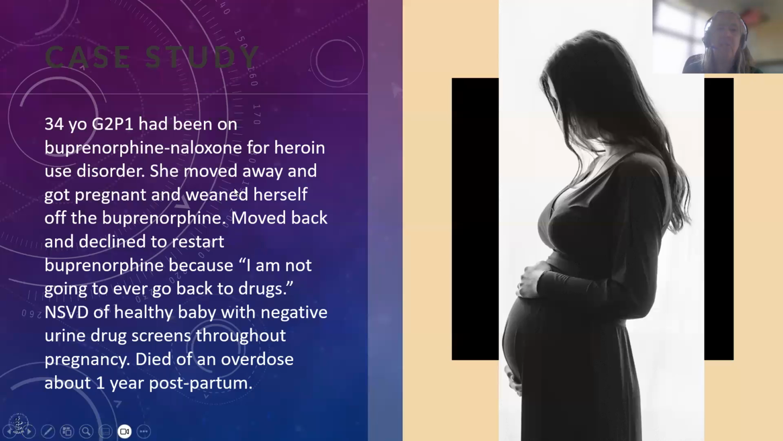So next case study, 34-year-old G2P1. She'd been on buprenorphine naloxone for heroin use disorder. This was one of my very first buprenorphine patients. She moved away, got pregnant, weaned herself off the buprenorphine. She moved back to Espanola, where I practice. She declined to restart the buprenorphine because, quote, "I am not going to ever go back to drugs." She had a great pregnancy, all negative urine drug screens, normal spontaneous vaginal delivery, healthy baby. And she ended up dying of an overdose about 1 year postpartum.